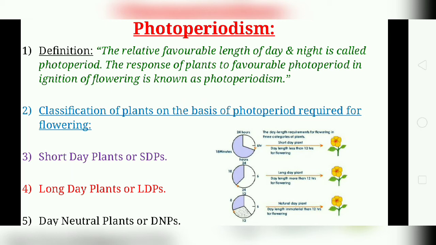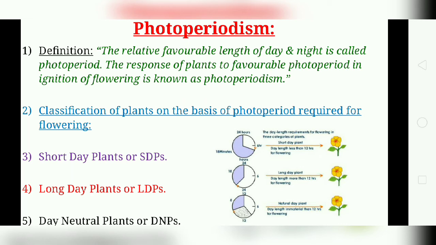This phenomenon was discovered by Garner and Allard in 1920, who studied it in tobacco and soybean plants. According to the definition, the relative length of day and light favorable for flowering is called the photoperiod. The response of a plant to a favorable photoperiod in the initiation of flowering is known as photoperiodism.